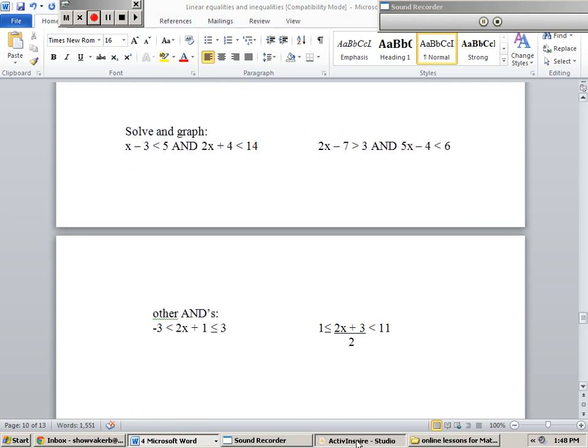To solve them, you solve them like any other equation. So I'm going to add 3, get x is less than 8. I'm going to subtract 4. 2x is less than 10, so x is less than 5. So I need it less than 8 and less than 5. To be less than 8 and less than 5, they overlap less than 5. So my answer is less than 5. I'm looking for the overlapping.